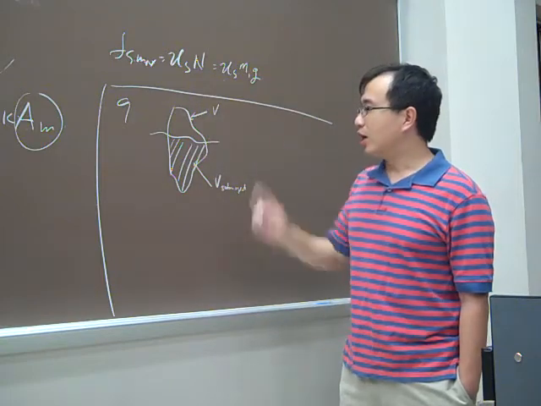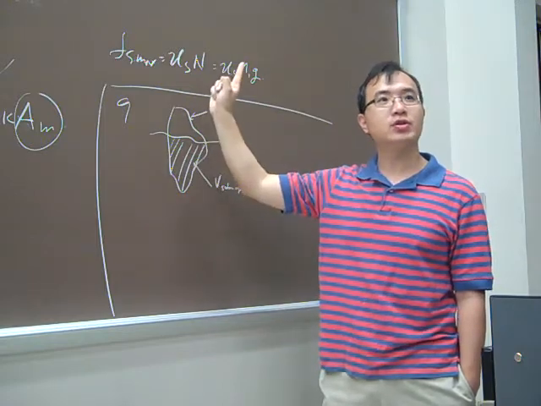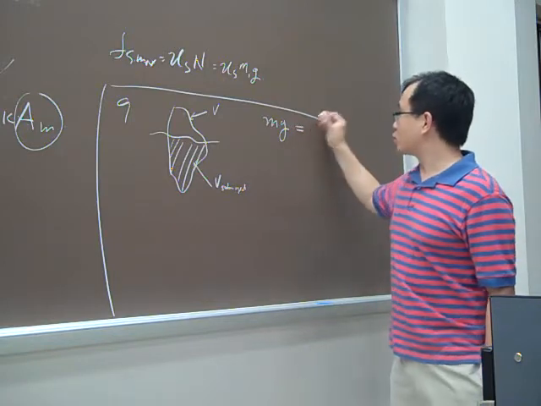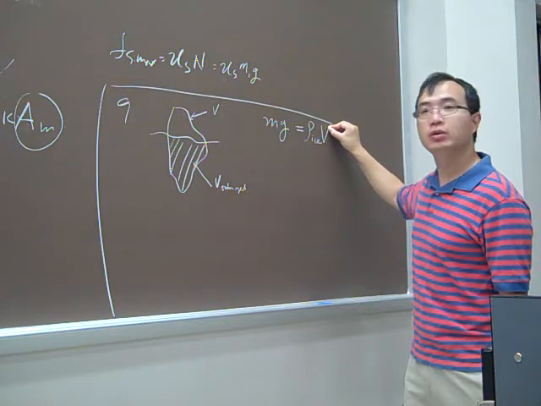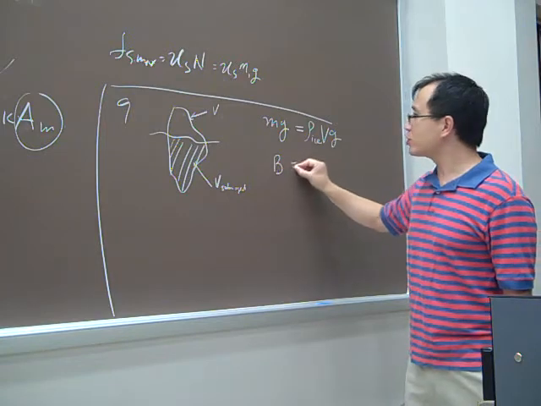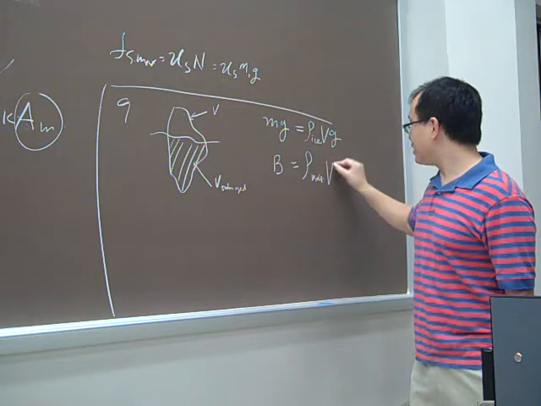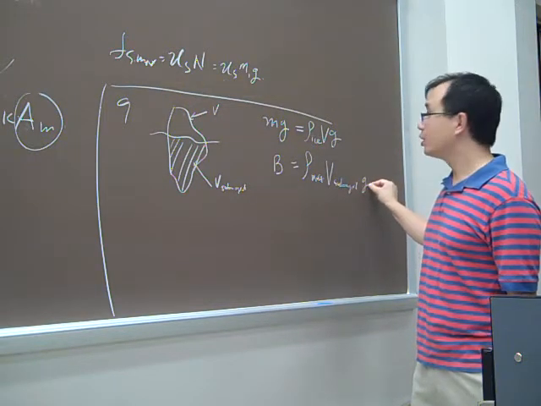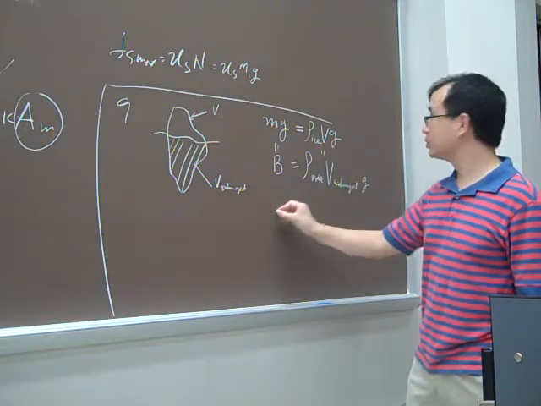So the weight of the iceberg should balance the buoyant force. The weight of the iceberg is mg, which equals rho ice multiplied by V total multiplied by g. M equals rho V, right? The buoyant force equals rho water multiplied by V submerged multiplied by g. You are going to get these two equal to each other.